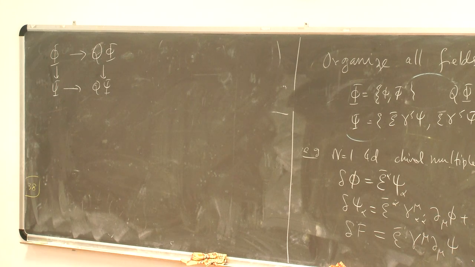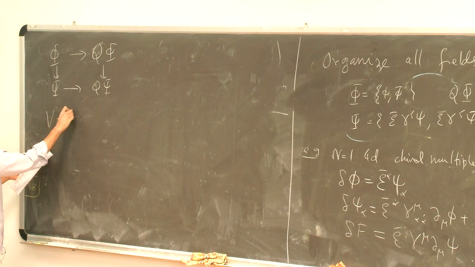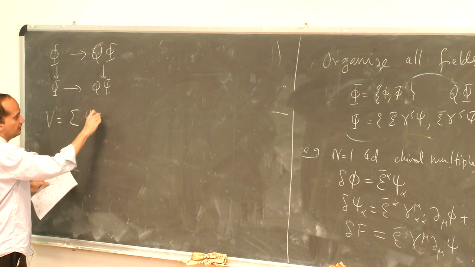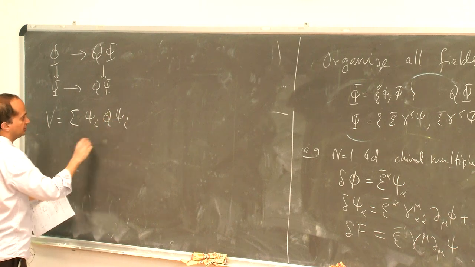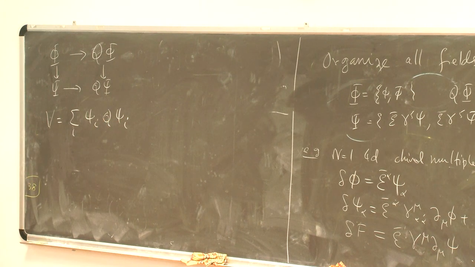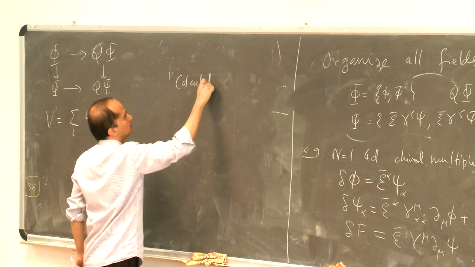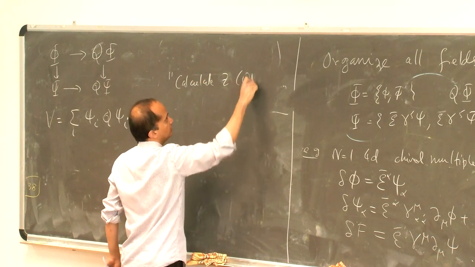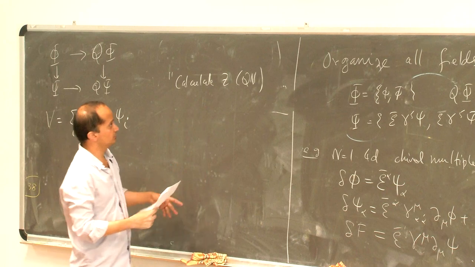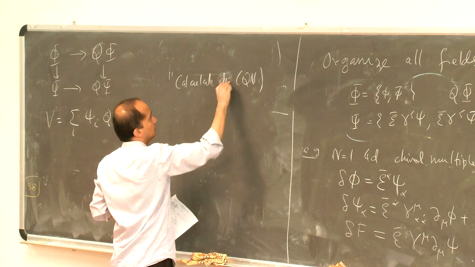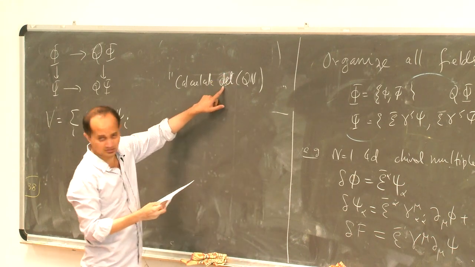One question people ask me often is, what is this operator? In order to get this operator, you have to ask, what is it you want to compute? It depends on your problem. And what we want to compute is something like this. You have psi I Q psi I, where I runs over all the fermions of the theory. And our task is to calculate Z of QV. So let me just call it determinant of QV. That means firstly, it's a super determinant.